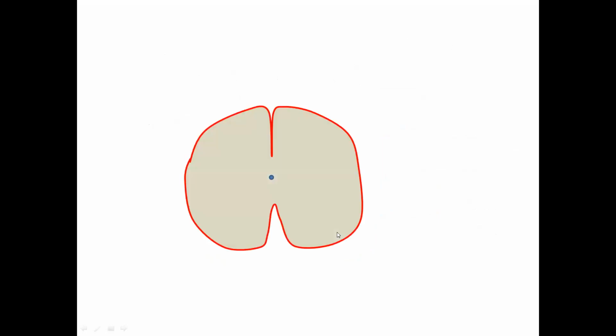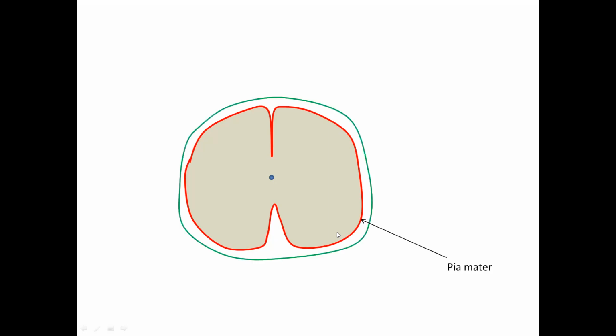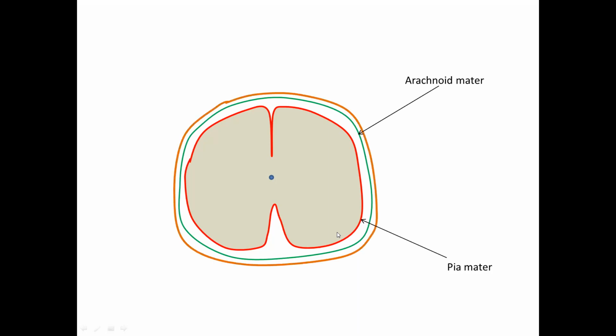Okay, so here you have the central canal, and surrounding the central canal, you have the substance of the spinal cord. And the red shows you the pia mater, which is closely adherent to the substance of the spinal cord. And then surrounding that, you have another meningeal layer, which is the arachnoid mater. So between the pia mater and the arachnoid mater, you have the subarachnoid space.